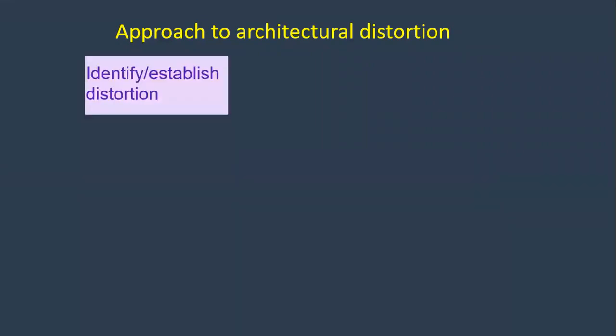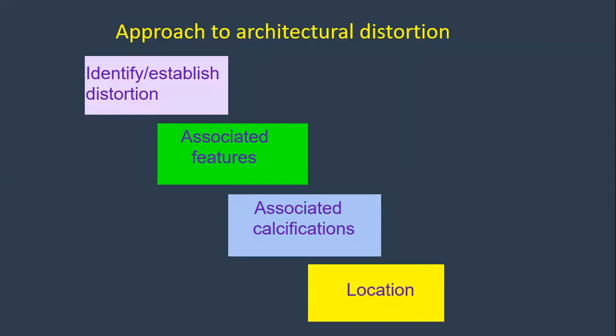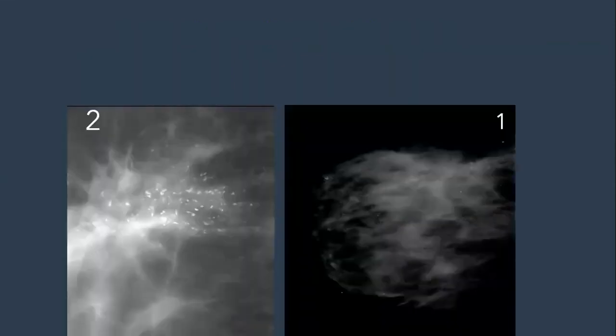So as we describe, we identify or establish the distortion, look for the associated features, the associated calcifications, and then the locations. Okay. So here, two different cases, 1 and 2, with architectural distortion associated with microcalcifications.